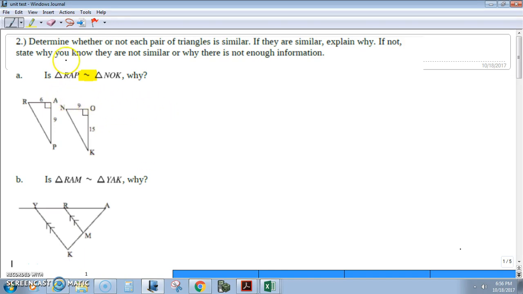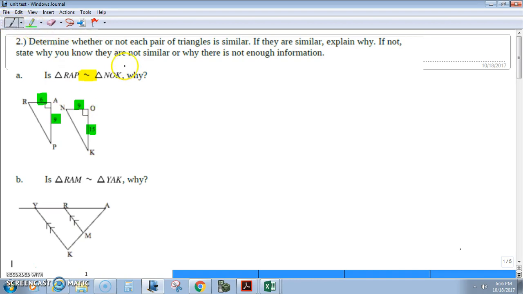So what you're trying to figure out is if I take 6 and find some number to multiply it by that equals 9, and then I multiply that same number times this 9, it should be equal to 15 if they are similar, because the corresponding side lengths should be proportional.